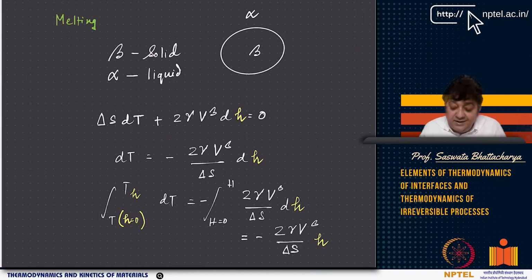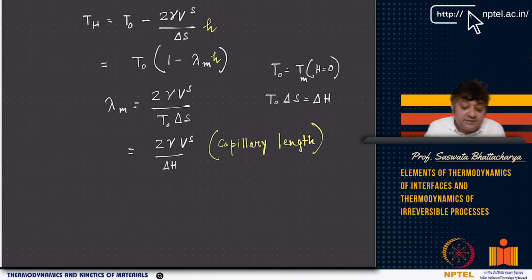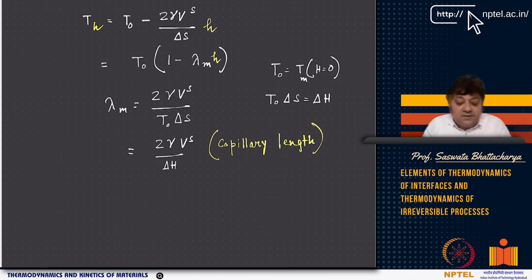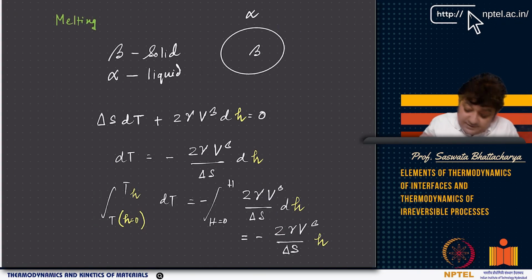On the other hand, if you look at melting, I'll directly go to the main result. The main result is the temperature as a function of curvature, so basically this is T_H, where H means the mean curvature. So T_H equals T naught minus 2 gamma Vs by delta S into H. Basically, you have this entropy change delta S and 2 gamma Vs by delta S. Yes, this is correct, T naught minus 2 gamma Vs by delta S into H, because this is coming from here. If you look at that, this is the equation that you get.